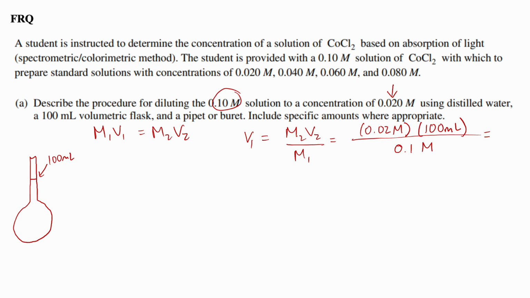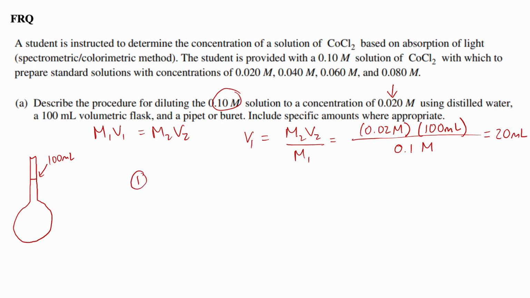So when we do 0.02 times 100 divided by 0.1, we get 20 milliliters. So now we know how much to add into our volumetric flask in order to get the correct concentration for the new solution. So let's go ahead and make our procedure.